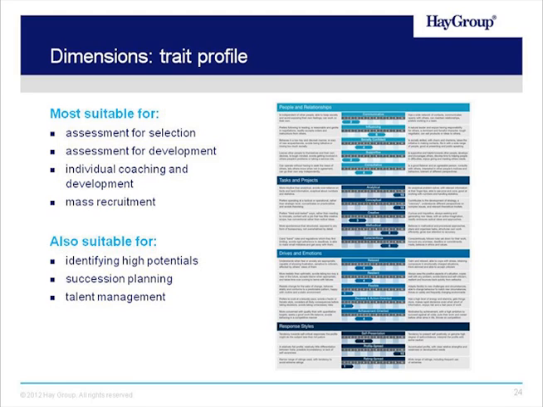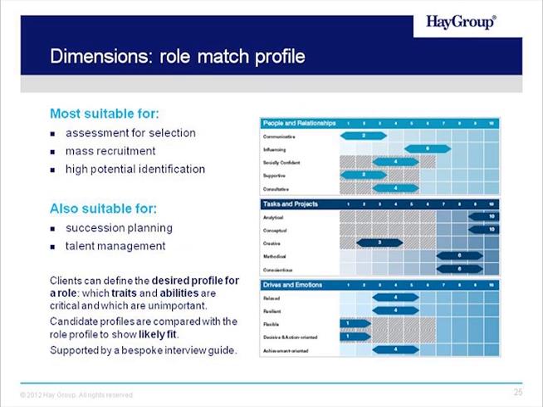So for example, if you're looking for someone who's going to have to be very highly comfortable influencing others or being persuasive, or maybe someone who will be required to be socially confident in meeting new people or presenting in front of audiences, you can take a look at someone's preferences and see how well it'll align with the requirements of the role.